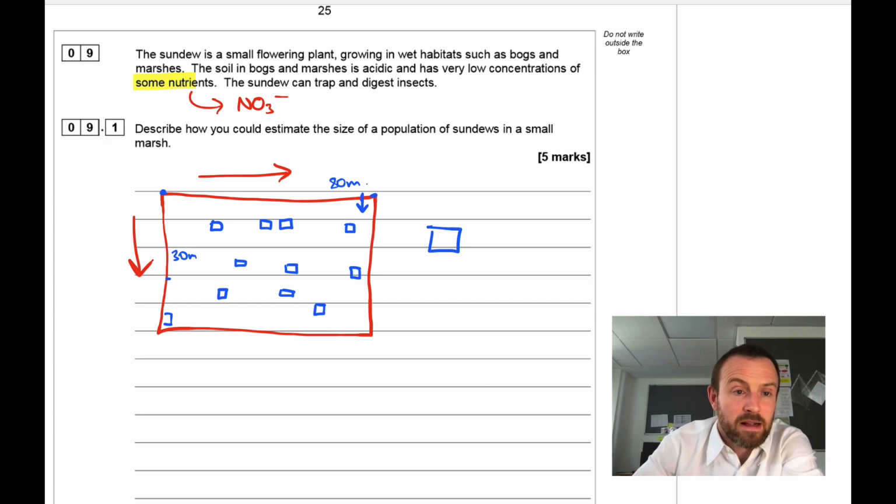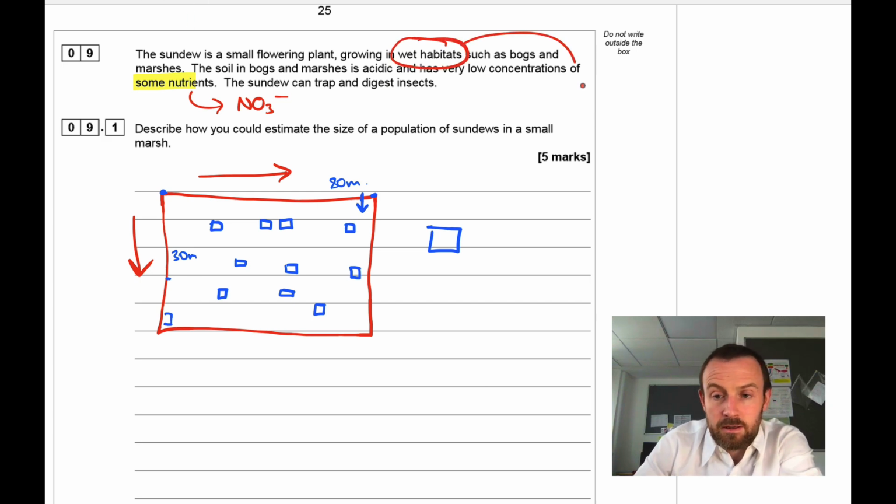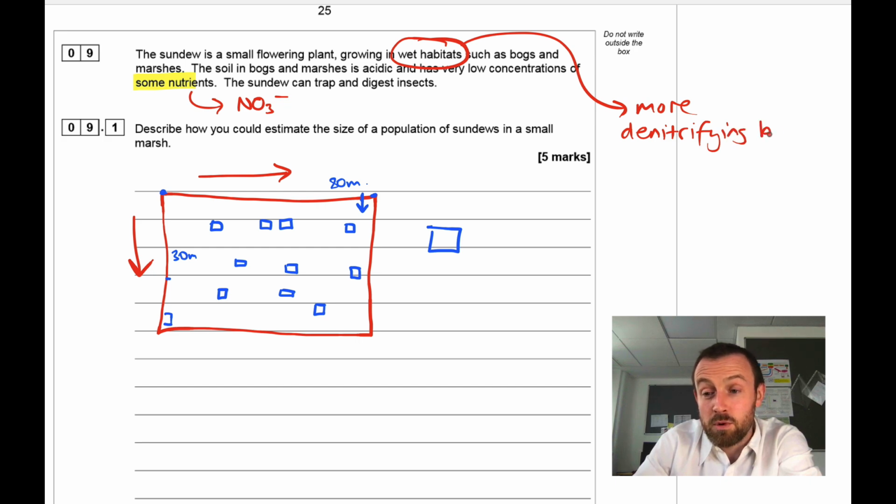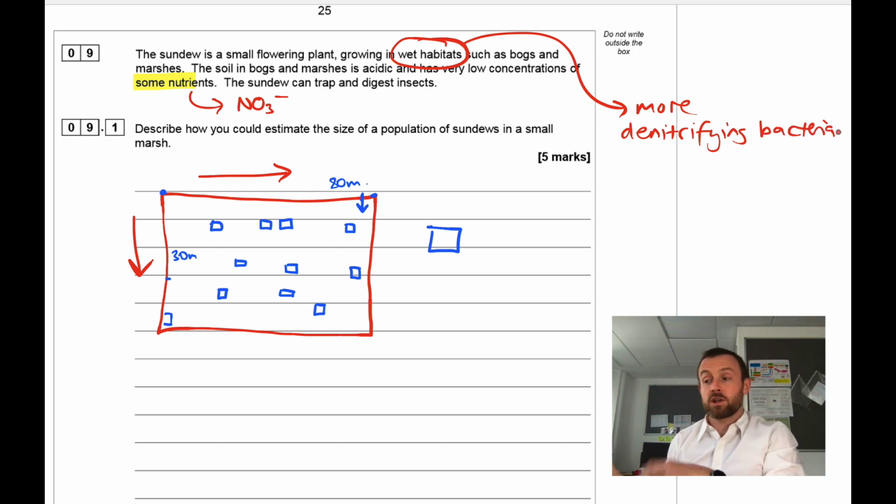I'm surprised. I was expecting a question on this. Wet habitats tend to have more denitrifying bacteria that remove nitrates from the soil, because denitrifying bacteria take nitrates and turn it back into nitrogen gas. And this can only happen in anaerobic environments. So wet, boggy, anaerobic environments tend to have very small amounts of nitrogen.